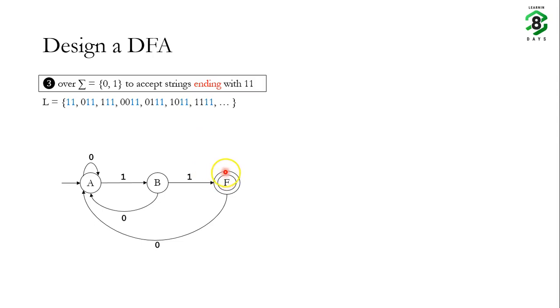Now what will happen if I get a 1 in state F? We are in state F, which means we have received two 1s. If we get another 1, is the string still ending with two 1s? The answer is yes. So if we get another 1 in state F, we continue to remain in state F. Alright, so what are the observations on this design? Firstly, we did not require a dead state. Whenever you are given a machine which should accept strings starting with a substring, you need a dead state.